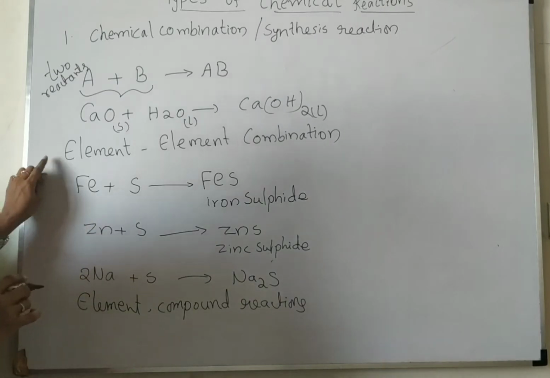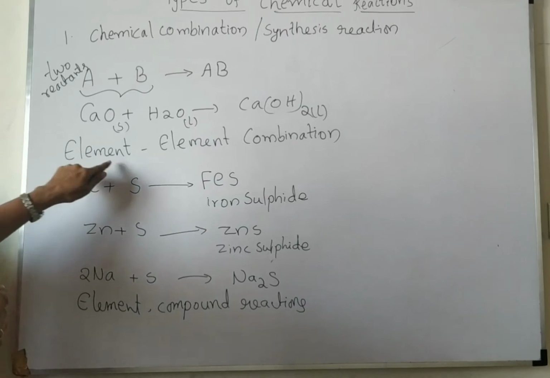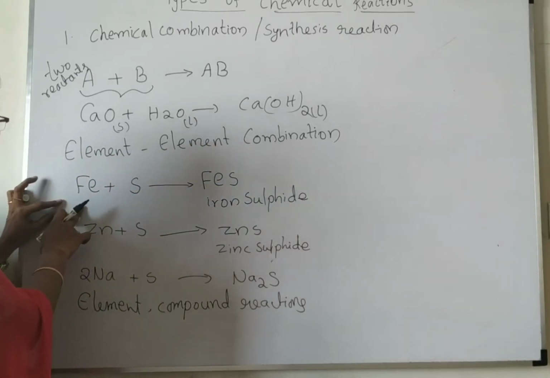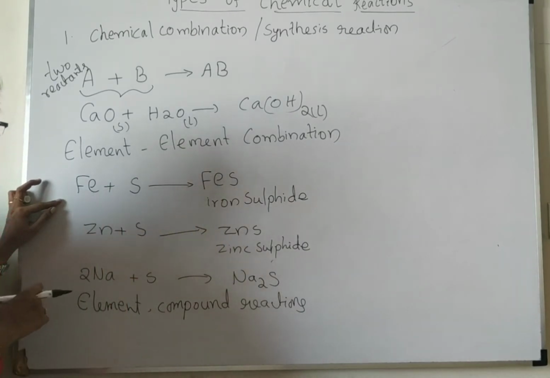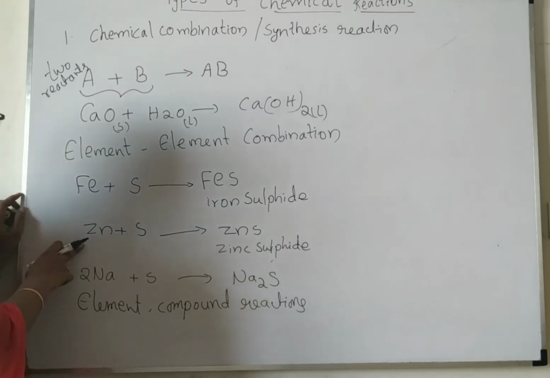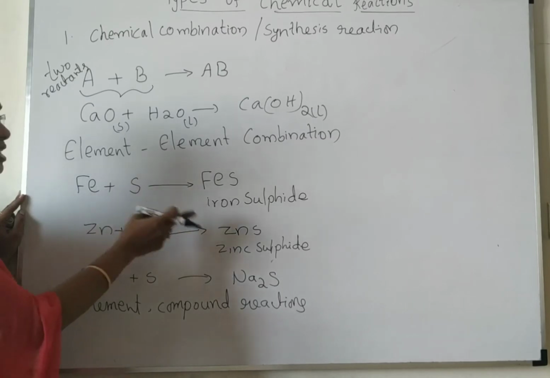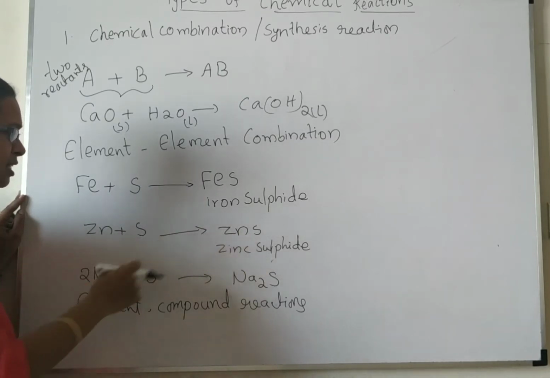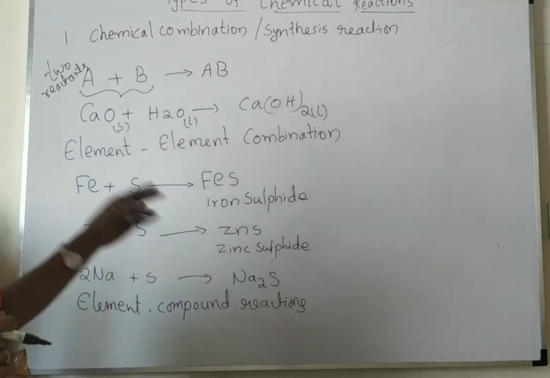Next, when you go deeper into the topic of combination reactions, element combinations are happening. Like iron is reacting with sulfur forming iron sulfide compound. Iron sulfide, this is a combination reaction. The same thing, metals are reacting with sulfur forming sulfides. We can say zinc sulfide, white color, sodium sulfide. Like this we can take many reactions.